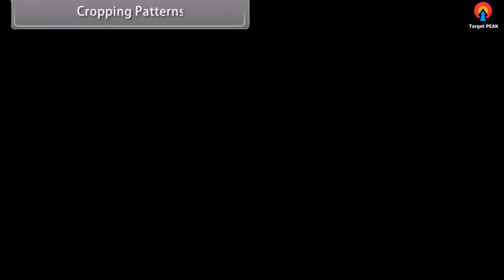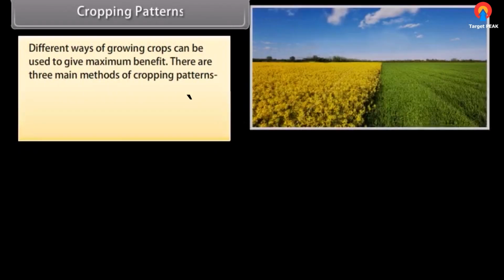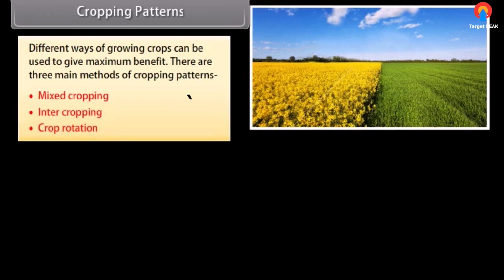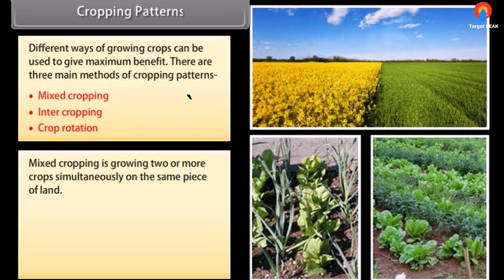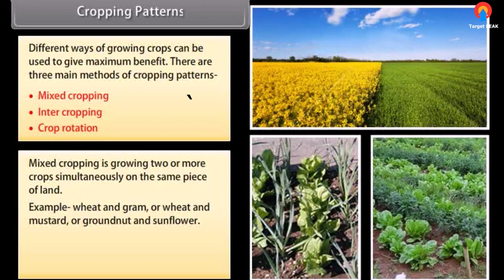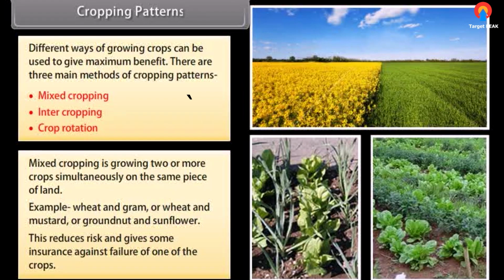Cropping patterns. Different ways of growing crops can be used to give maximum benefit. There are three main methods of cropping patterns: mixed cropping, intercropping, crop rotation. Mixed cropping is growing two or more crops simultaneously on the same piece of land. Example, wheat and gram, or wheat and mustard, or groundnut and sunflower. This reduces risk and gives some insurance against failure of one of the crops.